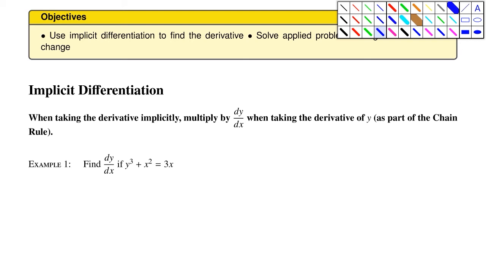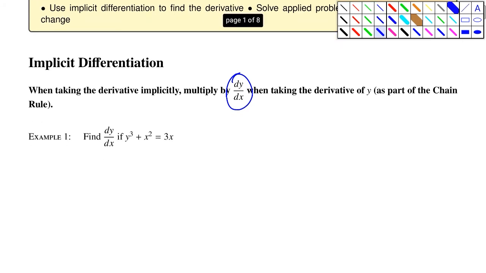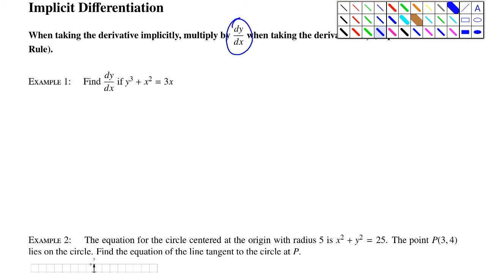Now, when we do that, we're going to multiply by dy/dx whenever we take the derivative of y. And this is really because of the chain rule. We're always taking the derivative in this section with respect to x, and y is considered to be a function of x, even though it's not written y equals. So let me just show you how this works with example number 1.